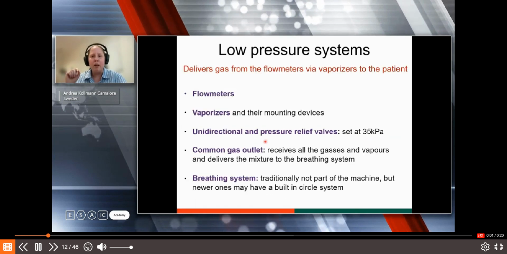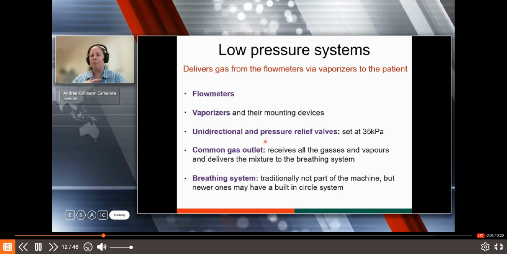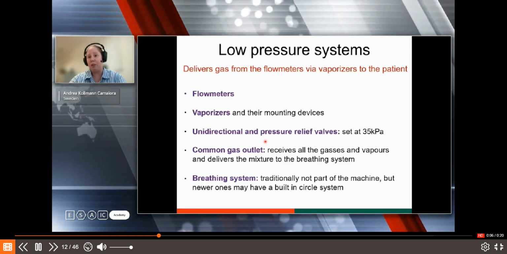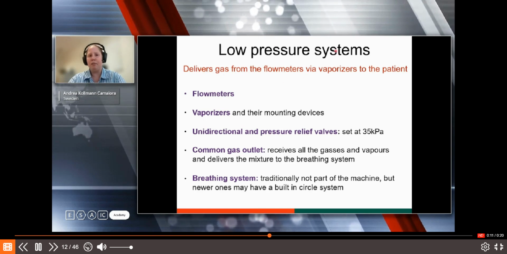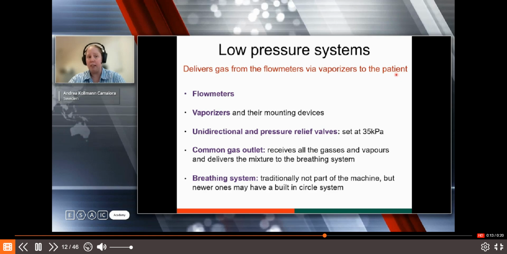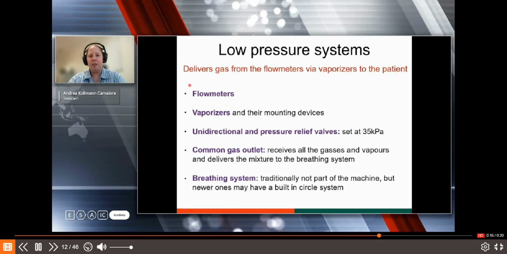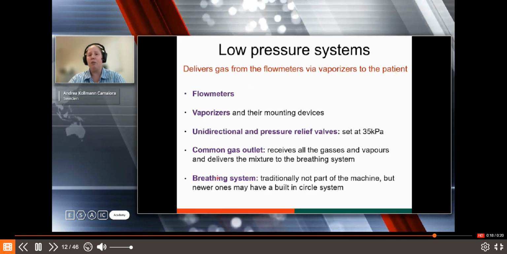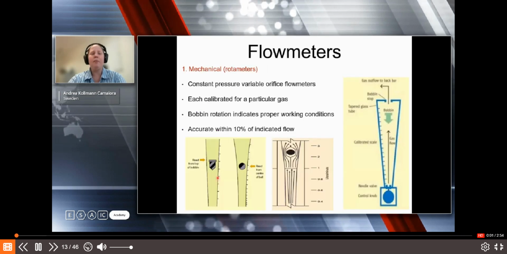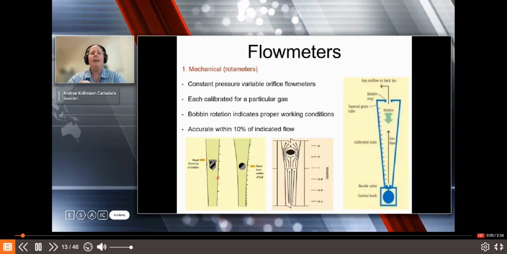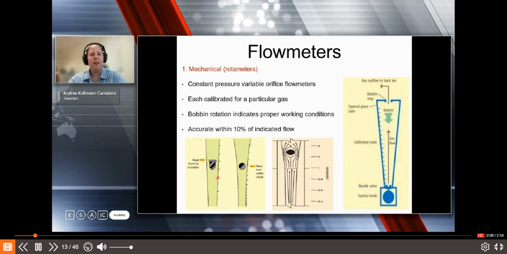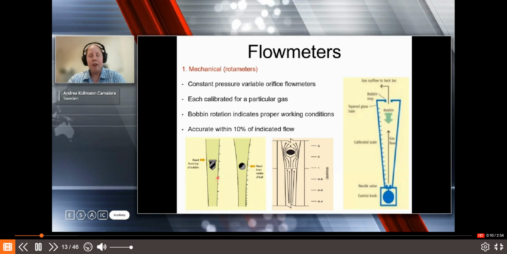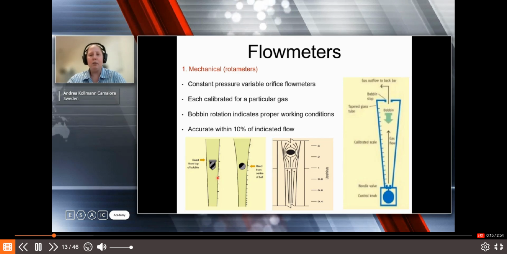Then we move into the low pressure systems. This is a little bit closer to home because it's what we're used to working with every day. It delivers gas from the flow meters via the vaporizers and into the patient. So these are all the components, and we're going to go through them. The flow meters, there are several types. In modern machines, they are fully electronic, but in older machines, they are mechanical. And we need to know about it.